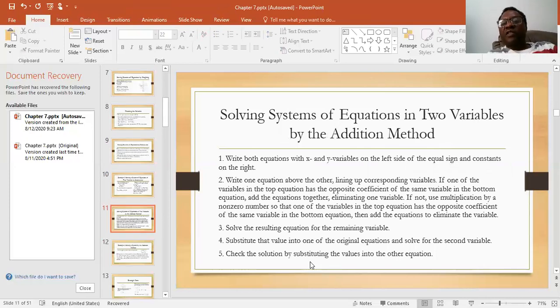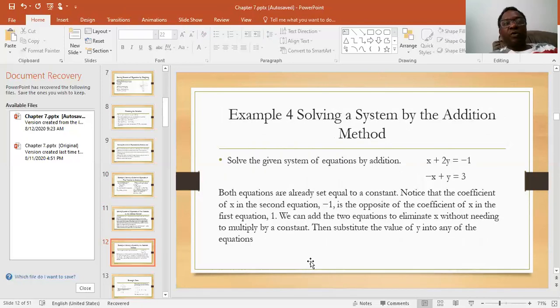We can also solve a system of equations in two variables by addition. In this method, we will try to eliminate one of the variables by multiplying both equations by an appropriate constant that will make the variables we want to eliminate have the same coefficient.